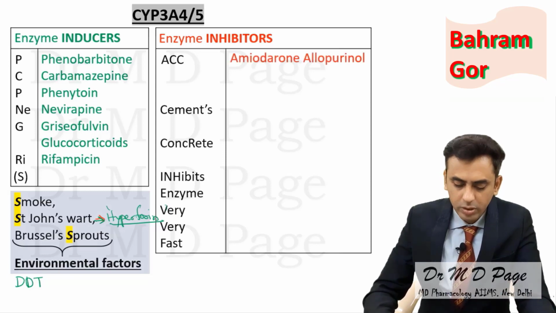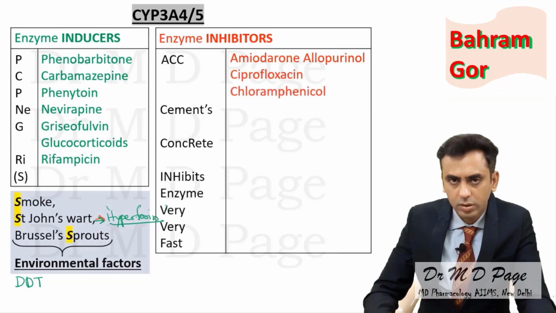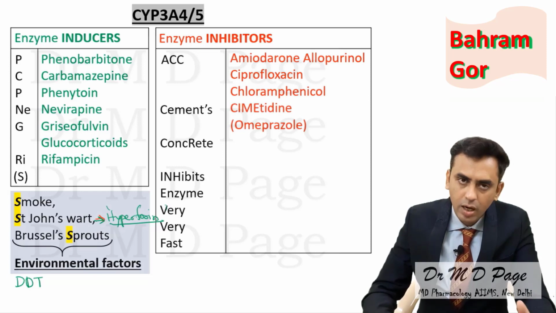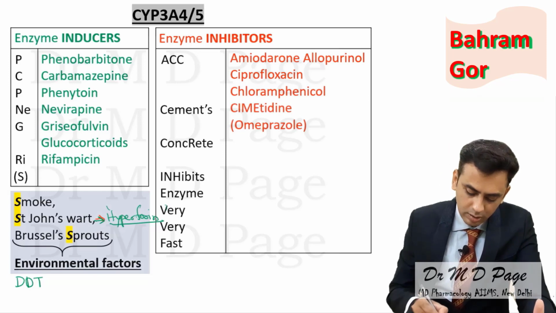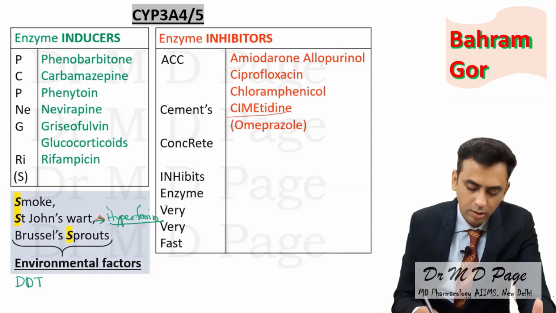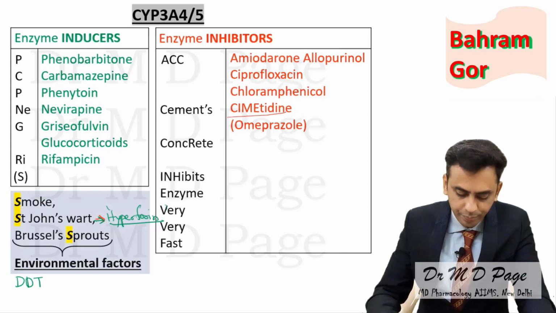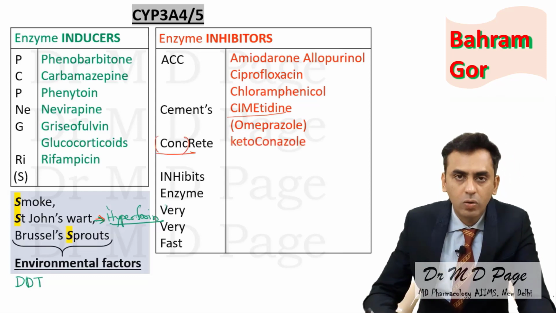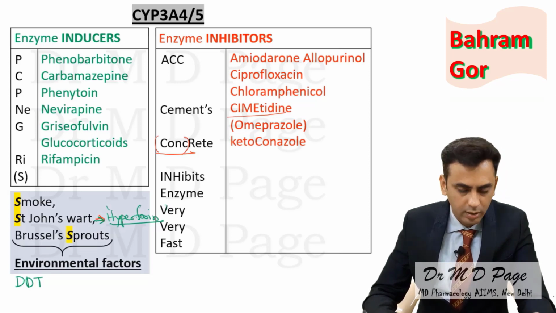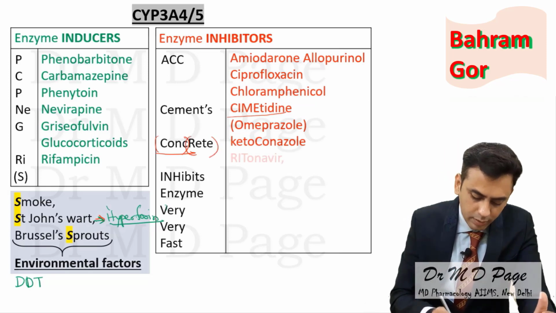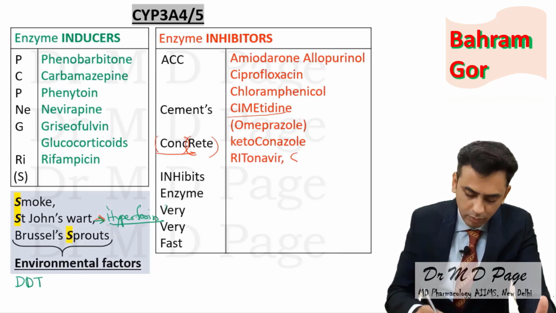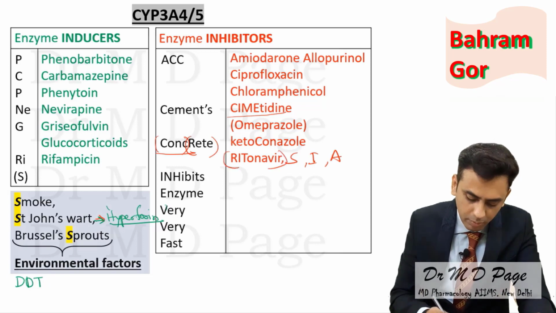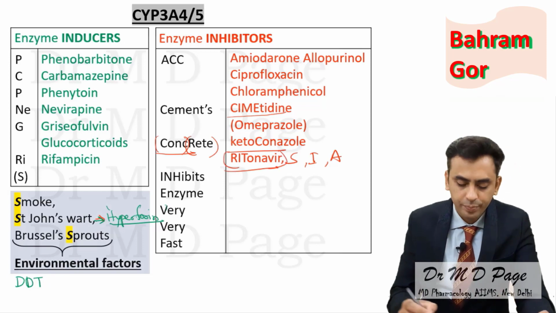ACC, allopurinol, amiodarone, ciprofloxacin, chloramphenicol. So ACC, cement, cimetidine, and because cimetidine is an H2 blocker, you can remember proton pump inhibitors like omeprazole. Con, see this con. By con we have conazoles, itraconazole, ketoconazole and other conazole antifungals. Rit, ritonavir, saquinavir, indinavir, atazanavir, all navirs. But the most potent among them is this ritonavir.